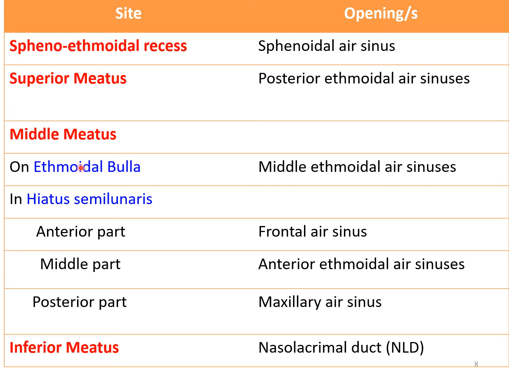On the ethmoidal bulla, we have the middle ethmoidal air sinuses opening. And the hiatus semilunaris is divided into three parts: anterior, middle and posterior. Anteriorly we have the opening of the frontal air sinus. In the middle part we have the opening of the anterior ethmoidal air sinuses, and in the posterior part we have the opening of the maxillary air sinus. In the inferior meatus we have the nasolacrimal duct opening into it.